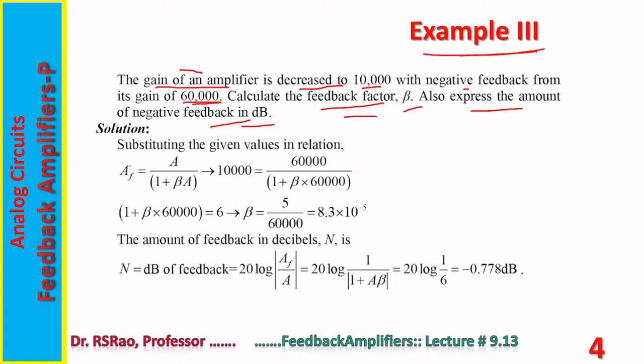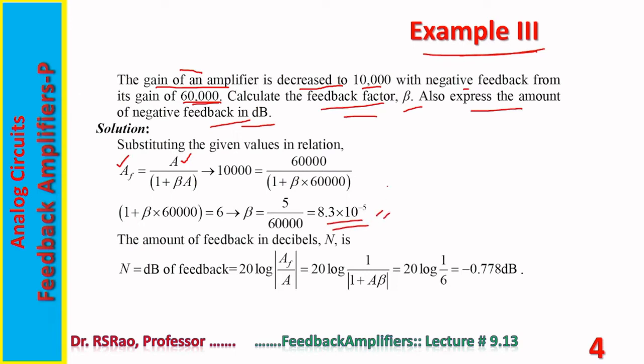We know gain with feedback is gain without feedback divided by 1 plus beta A. Now AF is given as 10,000, A is given as 60,000. So beta can be determined without any difficulty. In this case, it turns out to be 8.3 into 10 power minus 5.